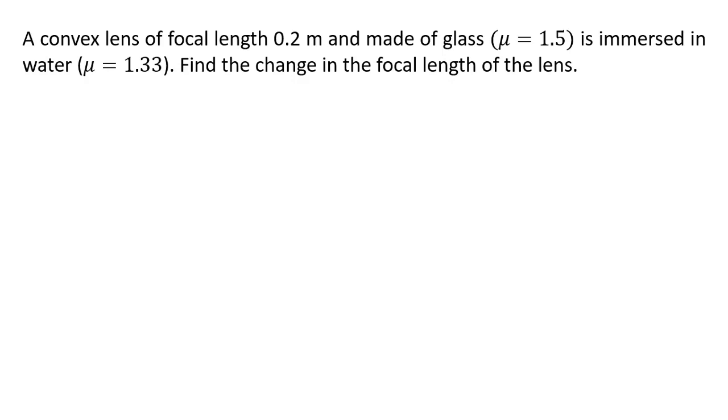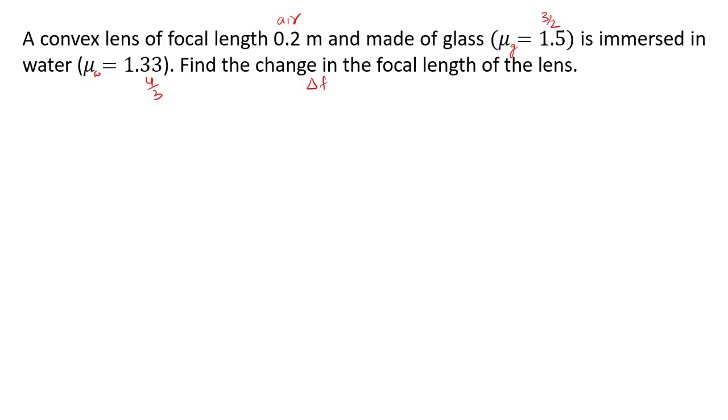Then one more question. A convex lens of focal length 0.2 meter, made of glass. The focal length is in air. The refractive index of glass, that is mu of glass, is 3 by 2. It is immersed in water. Absolute refractive index of water is 1.33, equal to 4 by 3. Find the change. We want to find the change in the focal length. It means the greater minus the smaller.